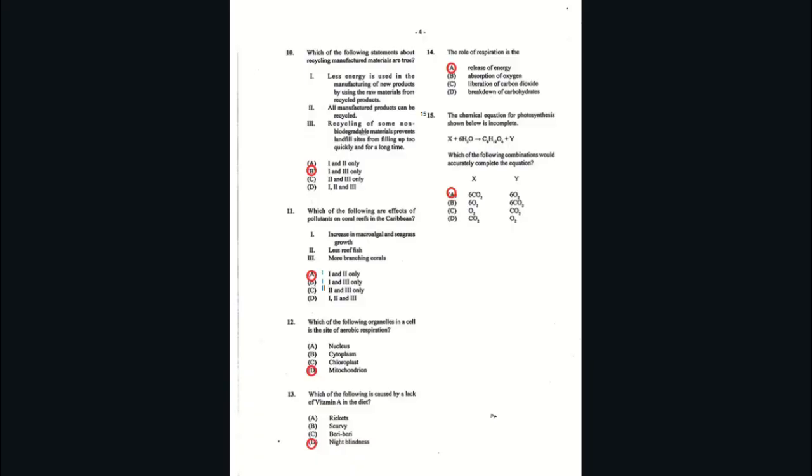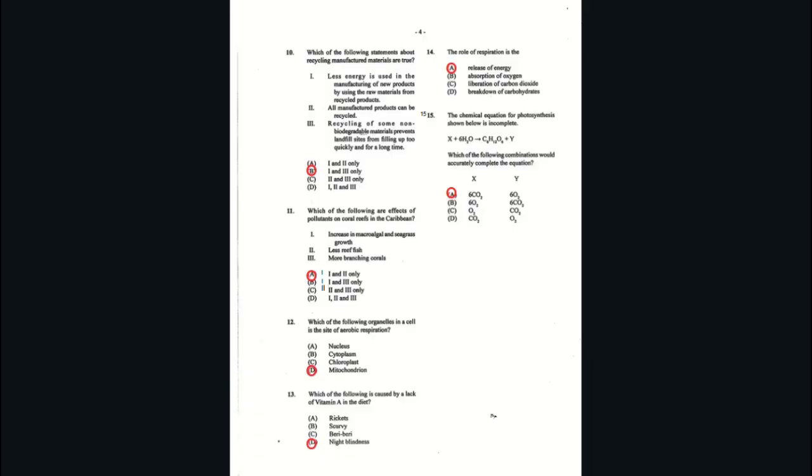Then now we're moving on to number 11. Which of the following are effects of pollutants on coral reefs in the Caribbean? So 1 says increasing algae and seagrass growth, and then 2, less reef fish, and then 3, more branching corals. So the answer is going to be 1 and 2 only, so it's going to be A.